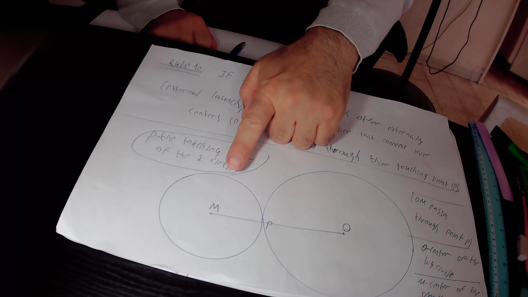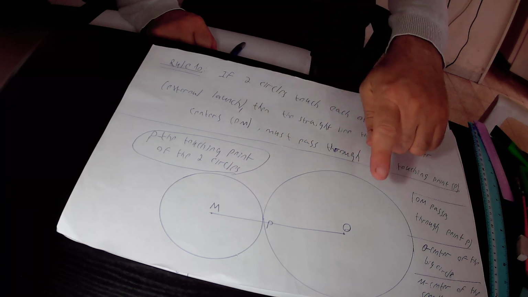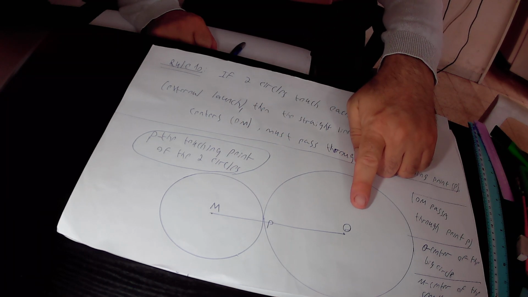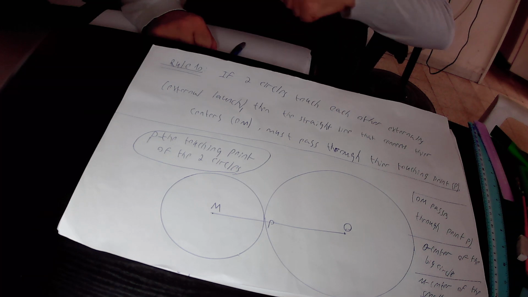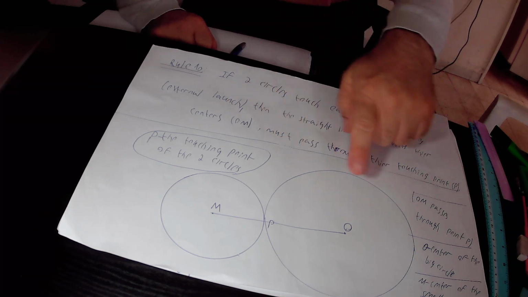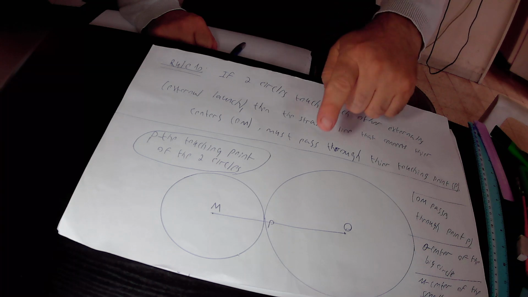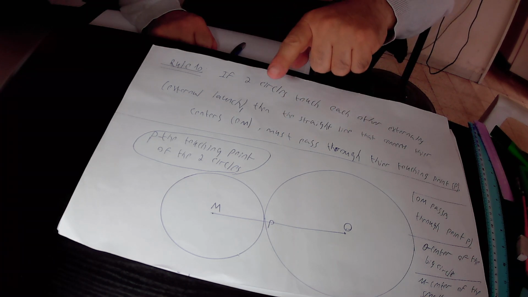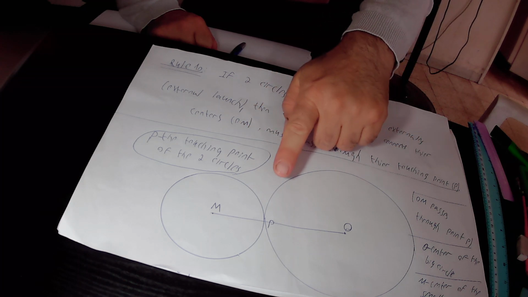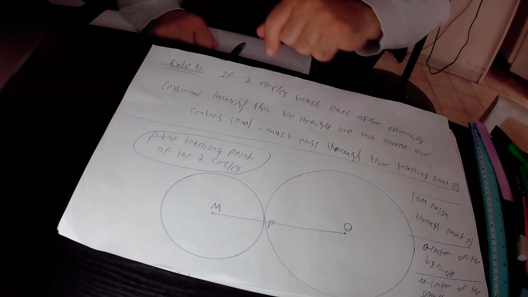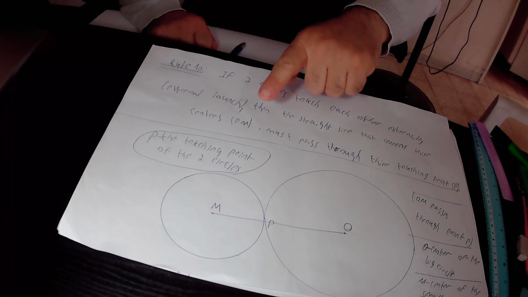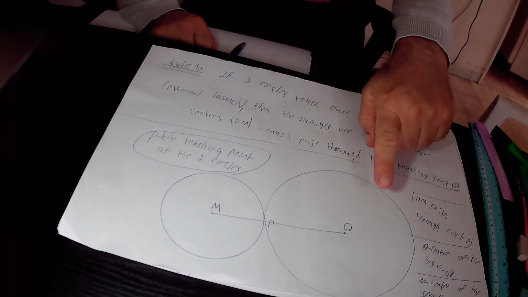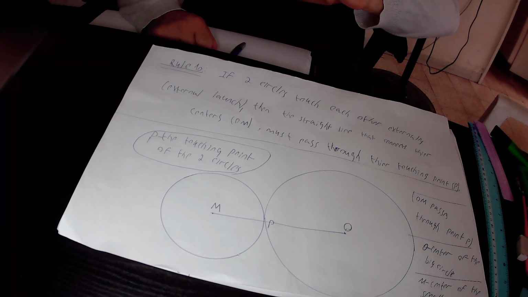the center of this small circle is at point M. The center of this big circle is here at point O, and the straight line that connects the centers together is of course the straight line MO. This straight line MO must pass through point P, that is the touching point of those two circles. Or MPO is one straight line. Again, MPO is one straight line according to this Rule 10.